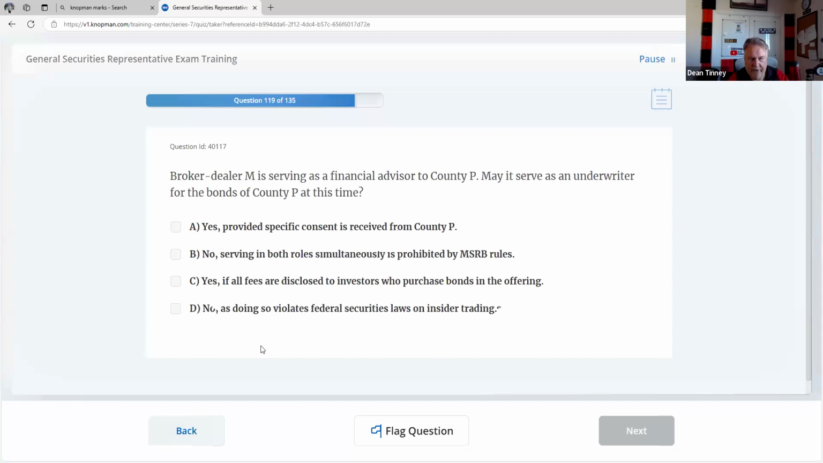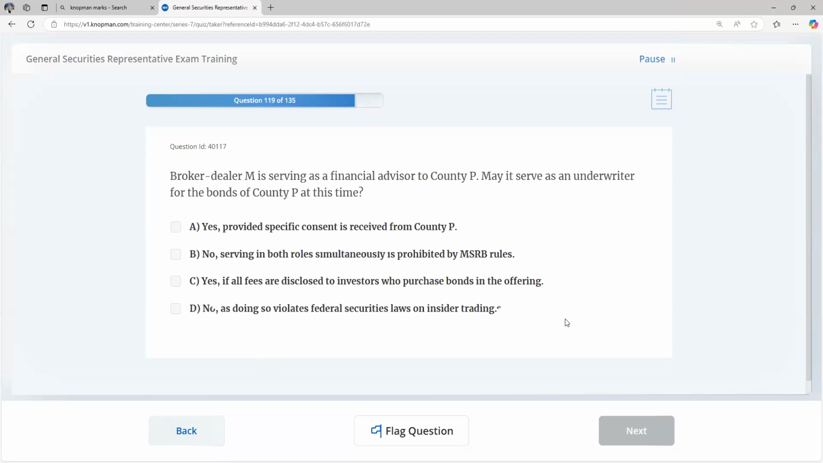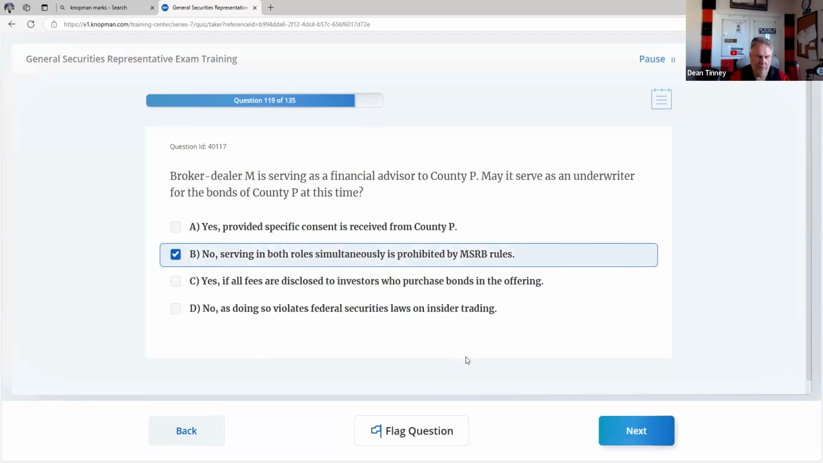Broker dealer M is serving as a financial advisor to County P. May it serve as underwriter for the bonds of County P at this time? Okay, he's serving as a financial advisor. No, he can't, right? That's right. MSRB says you can't do both.